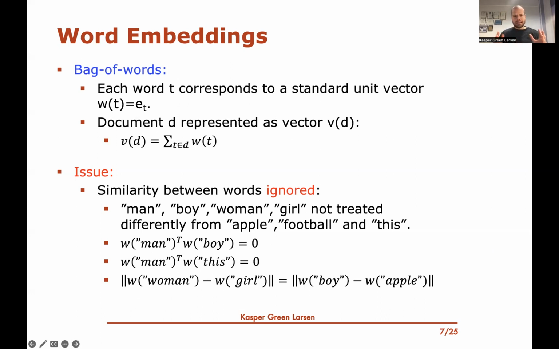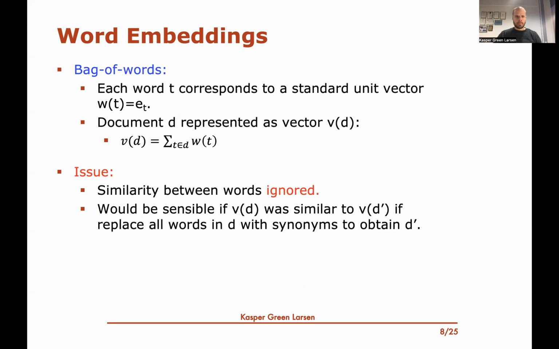So that's one way of seeing that these vector representations that we use in bag of words don't really capture word similarities. You would actually have liked the vector for "woman" and "girl" to be somehow closer to each other than "boy" and "apple". So this is what we'll try to address using these co-occurrence matrices.